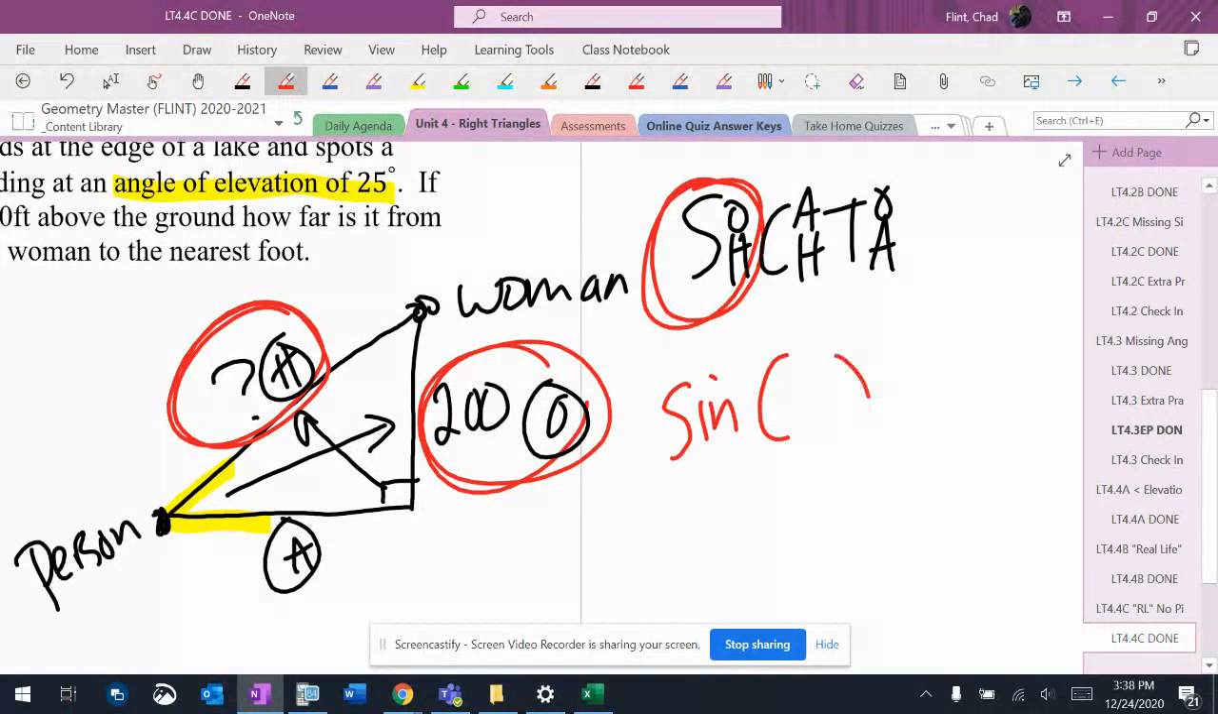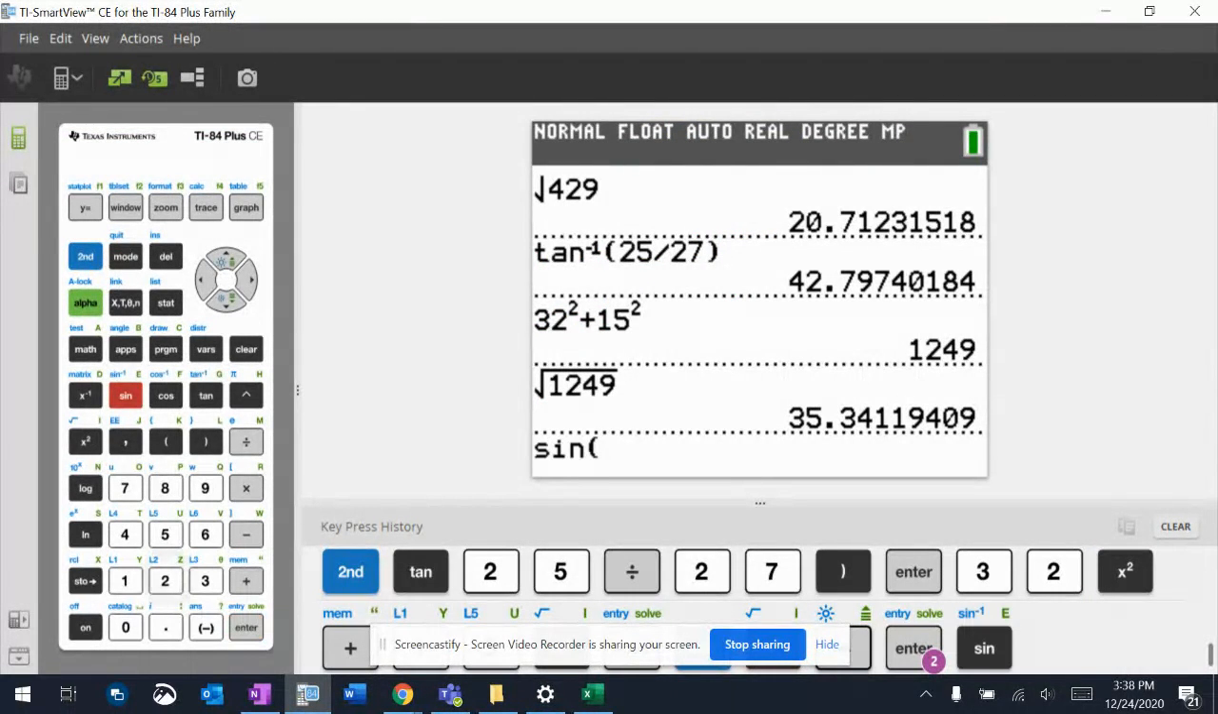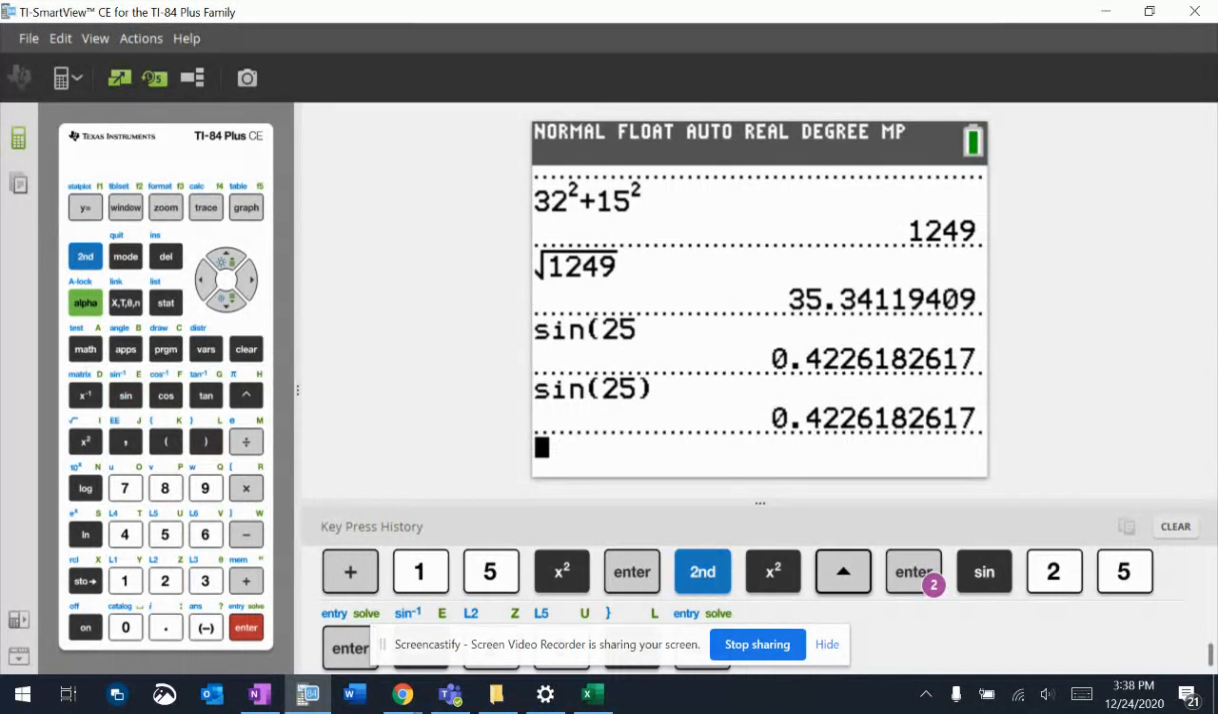So sine, parentheses, equals fraction. Let's see, 200 is the opposite. Don't know the hypotenuse. Angle's 25. Okay, now, I know the angle. That means it's a cross multiply problem. Sine 25 is, and let's not do bad habits, close the parentheses. It doesn't make a difference in this case, but it will.